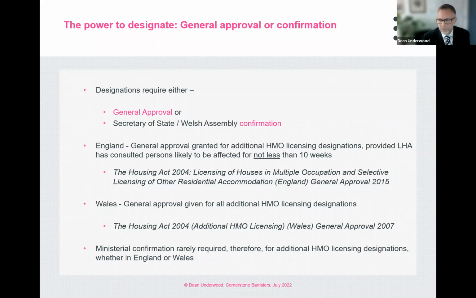In Wales, the position is fundamentally very different. General approval is, as indicated at the start, given for all additional HMO licensing designations under the Housing Act 2004, additional HMO licensing Wales general approval 2007. The consequence of which is that ministerial confirmation for additional licensing designations is rarely required, whether in England or Wales. In Wales, because general approval is given unconditionally, and in England, because provided the local authority consults all those likely to be affected for not less than 10 weeks, then it will have general approval for any additional licensing designation it chooses to make.